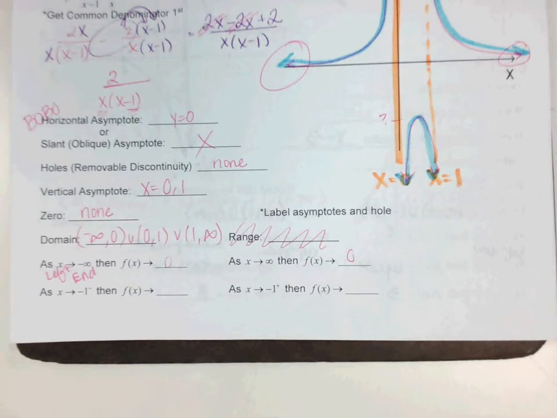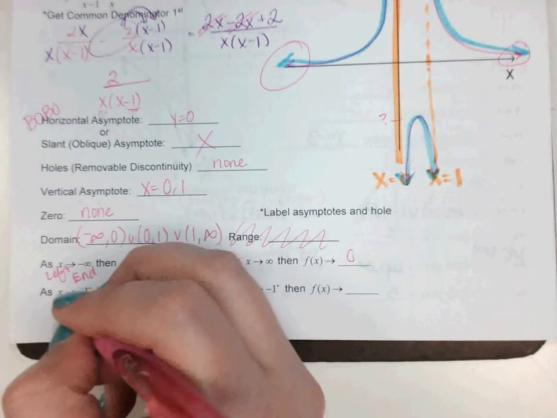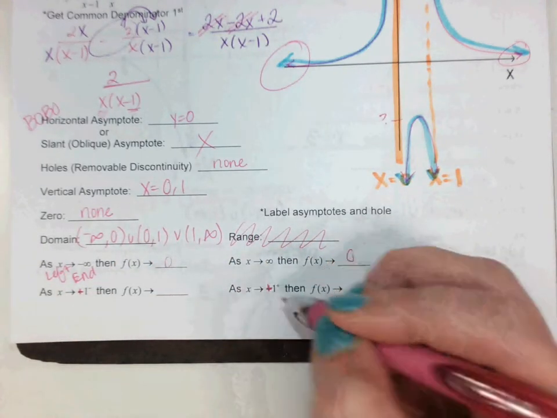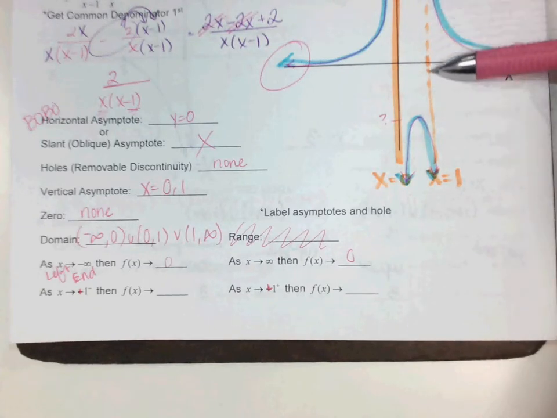As x approaches negative 1 from, actually that should be a positive 1. Switch it to a positive 1 there, because I want it to be at the asymptote. Okay, so here's my 1 asymptote.